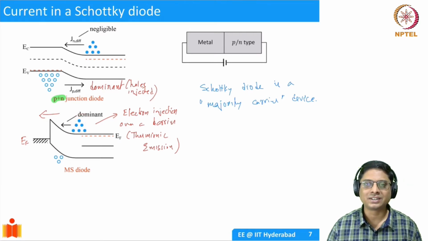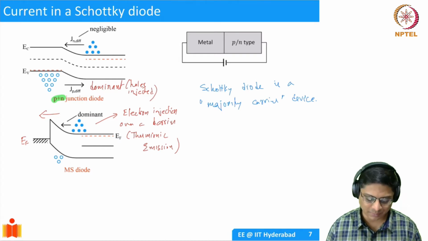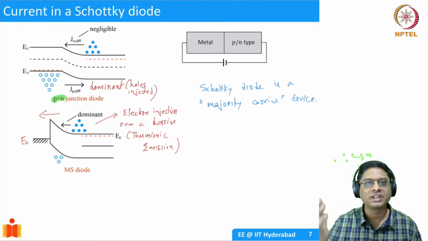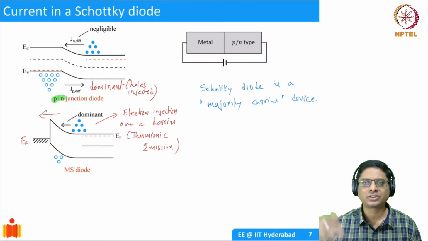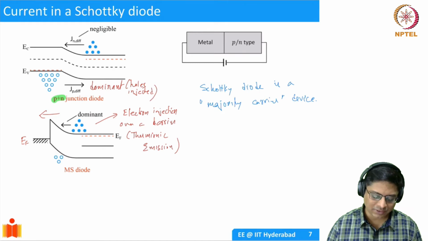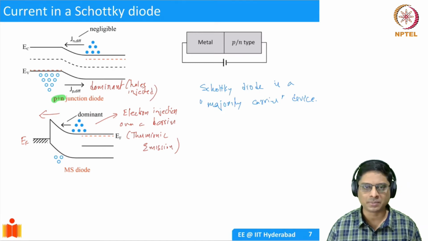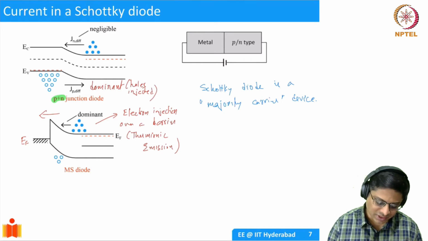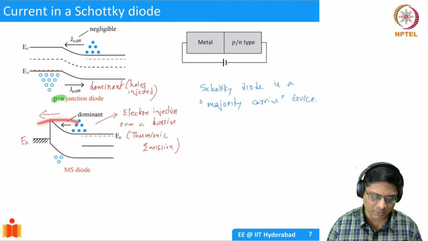Well, you might say it depends on the barrier height. Of course, it does actually. We will take a few examples and compute the barrier height, and we will see that it is reasonably small. In the case of a regular PN junction, we saw that the barrier heights were like 0.6, 0.5, 0.7, that sort of a range. We will see that the case of a Schottky barrier, it's much smaller. We'll take an example and do this. Okay. So essentially, the majority carrier injection over a barrier is going to play a dominant role.